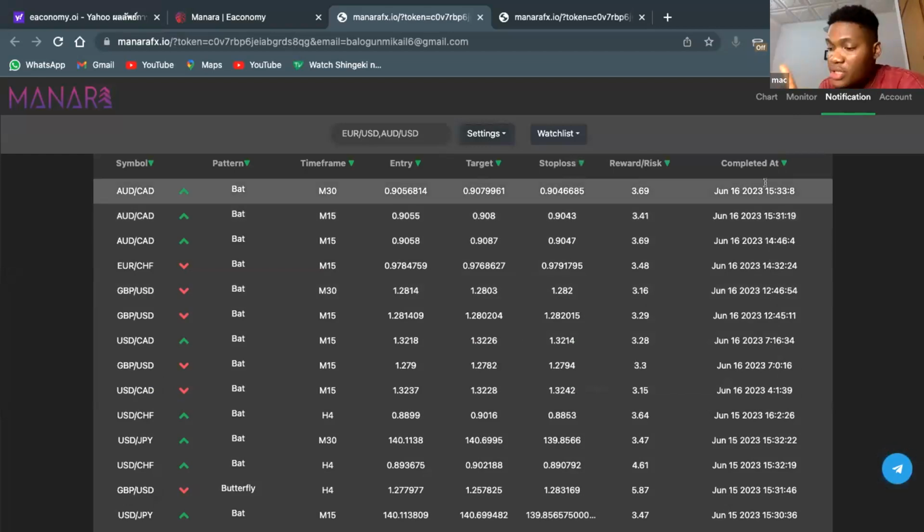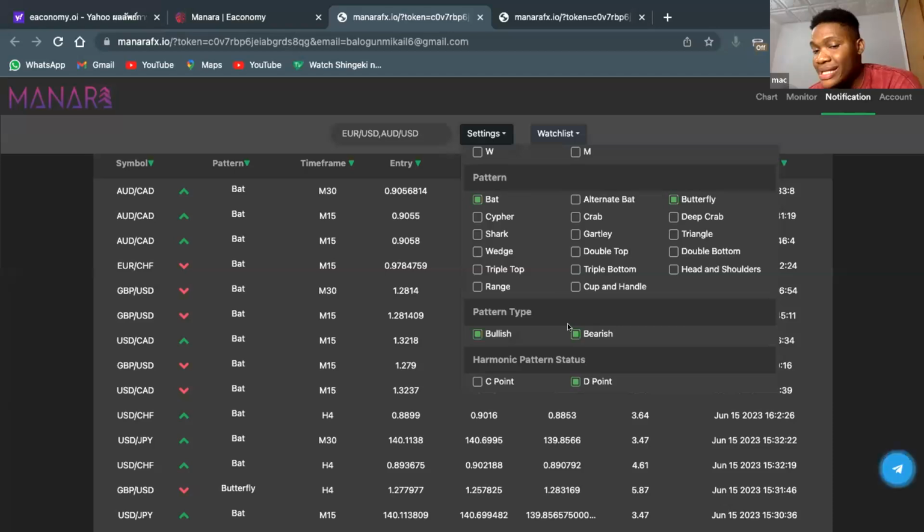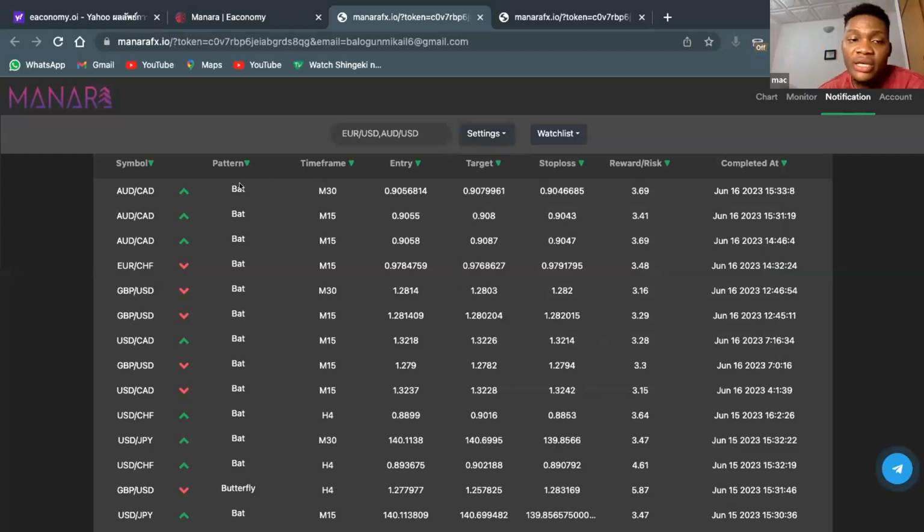The last trade that was given by Manara was on Friday, and that was odd card. If your notification is black, come back to your settings, and on the harmonic pattern status, leave it on point D. If you have not done that, go and do that, then it's going to be stable. The last trade given by Manara was on Friday, and that was odd card.